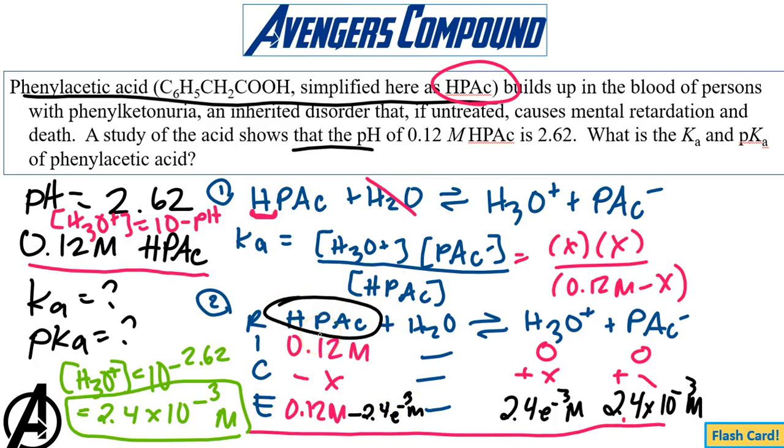Why do we need the equilibrium amount of HPAC? Well, guess what, folks? They want us to find the Ka. So if I just get these equilibrium amounts into the equilibrium expression, I can solve the expression and get the Ka value that we're looking for. And to get the pKa, we just take the negative log of it, and we'll get to that step next after I get a chance to erase all this. So where are we now?